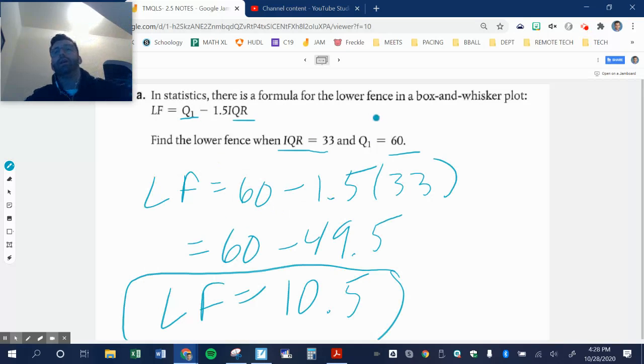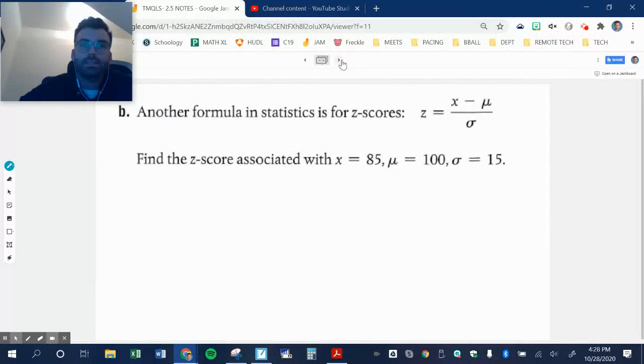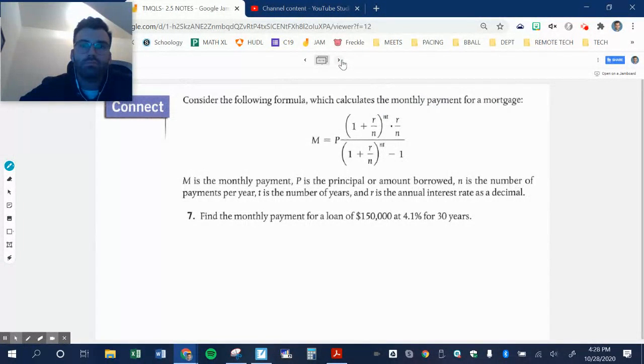All right, this is what I got. Just plug it in. 1.5 times 33, I got 49.5. 60 minus 49.5, 10.5. That's it. We can try this one. Holy buckets. This is a lot of numbers. You can try that one too.